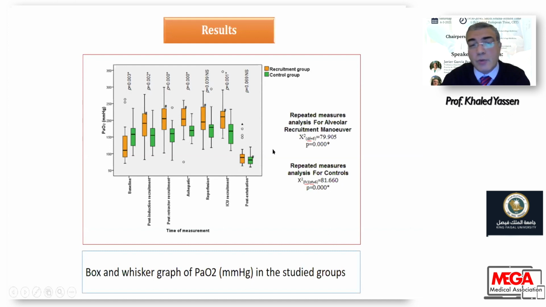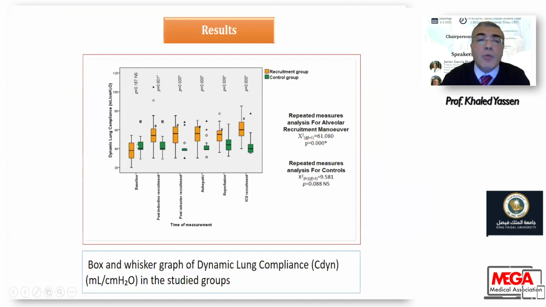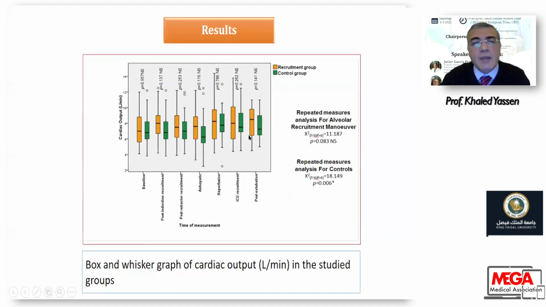This is a randomized control study. And here the ratio was all the way improved in recruited patients. Dynamic compliance was much better in all of the patients. All of them were statistically significant. We monitored the hemodynamics post-operatively as well.